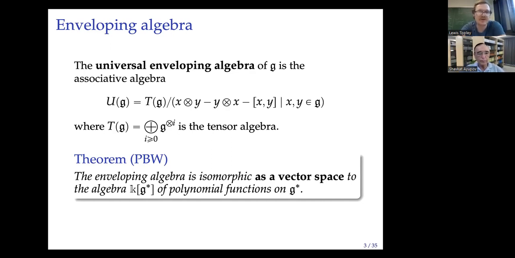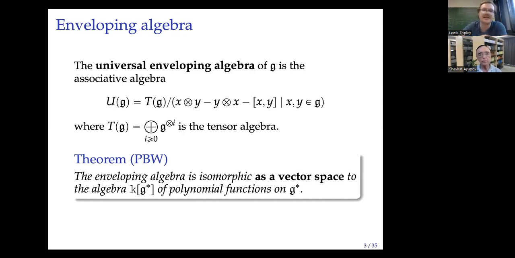So one of the first important theorems about enveloping algebras is the PBW theorem. And a simplified version of this says that the enveloping algebra is isomorphic as a vector space to the algebra of polynomials on G star. So here we're identifying the Lie algebra G with the linear functions on G star. And so the free polynomial algebra generated by G is this K[G star].